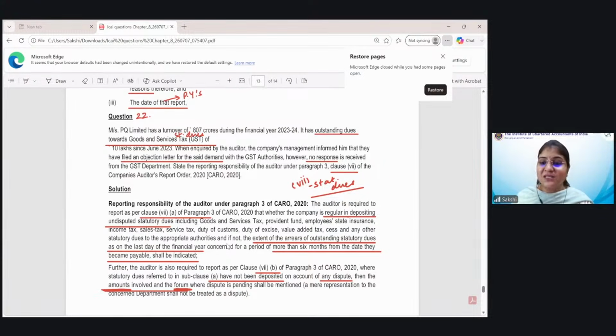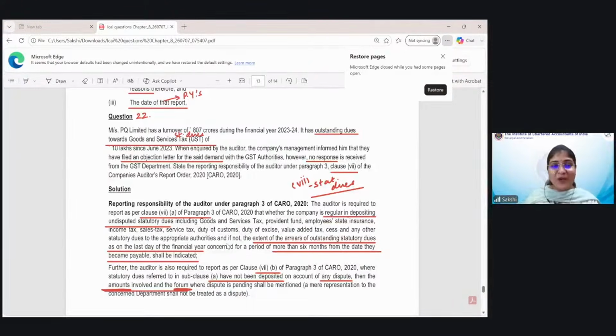To tell the clause number, 7. I told you how to remember 7. S for 7, S for statutory dues. This is how I made you remember. S for 7, S for statutory dues. Isn't it? Those who have done my class will be able to recall. If you do not remember, remember now.